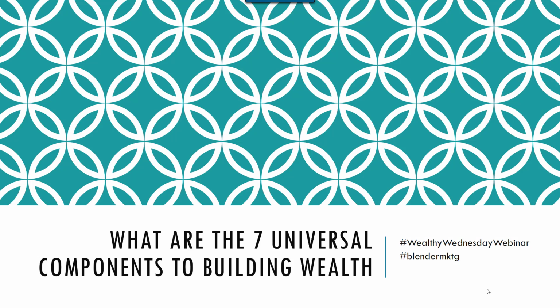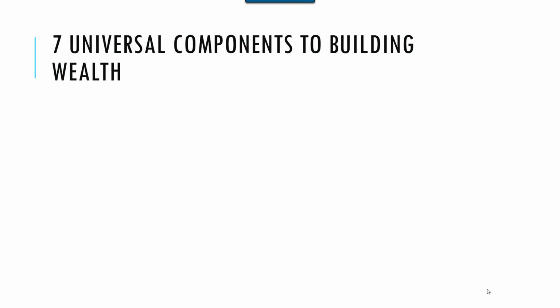Good. Well, listen, I want to continue to welcome you all to Wealthy Wednesday webinar. My name is Chris Wilson. I work with Blender Marketing. We're excited to be here. We're talking about the 7 universal components to building wealth. Those 7 universal components are very simple. Number 1, you have to be debt-free. Not having high levels of debt allows you to build wealth faster.